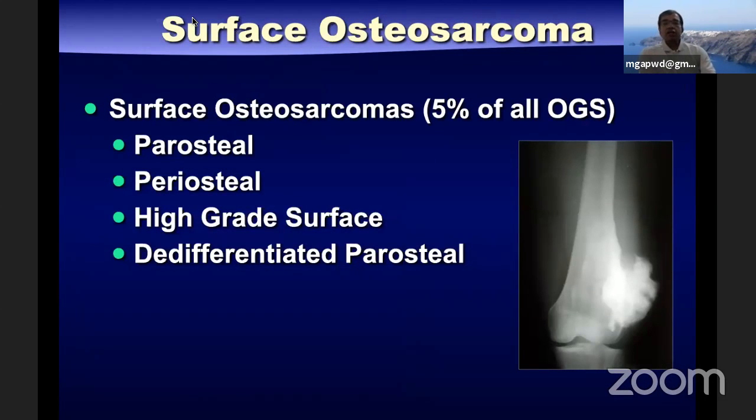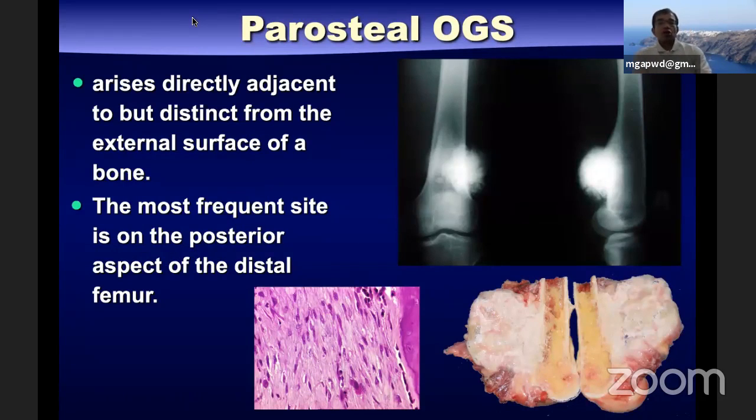Now let's look at the surface osteosarcomas, which, as I told you before, form only 5% of all osteosarcomas, and they are divided into the commonest variety, which is the parosteal osteosarcoma. We'll talk about each of these varieties separately. So the parosteal osteosarcoma classically arises on the back of the femur, which is the common site, but even the tibia is a common site. You can sometimes see it in the humerus, and actually it can be seen on the other bones as well, though it's a little rare.